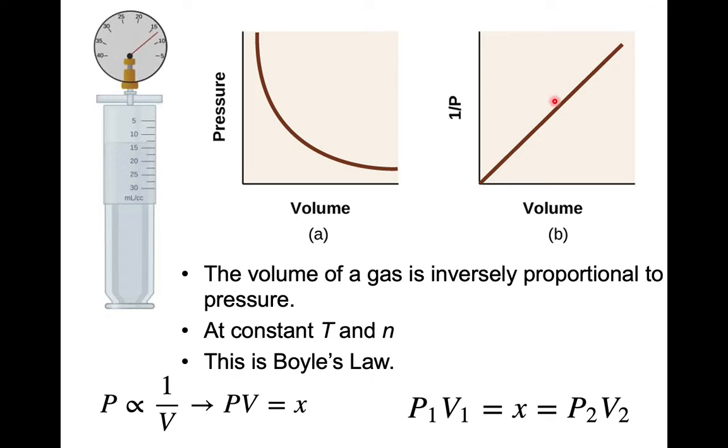You get a perfect straight line if you plot the inverse of pressure versus volume, or the inverse of volume versus pressure. The volume of the gas is inversely proportional to the pressure at constant temperature and constant number of moles. So we have to control temperature to make sure that it stays the same, and we don't either add any gas or take any away. When we do this, we eventually arrive at Boyle's law, which is P1 times V1 is equal to P2 times V2.